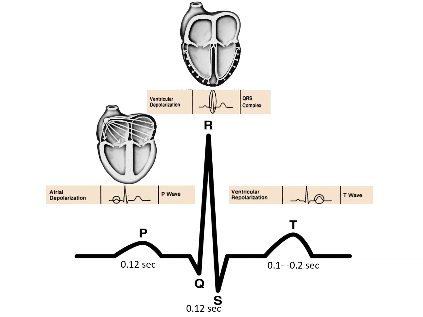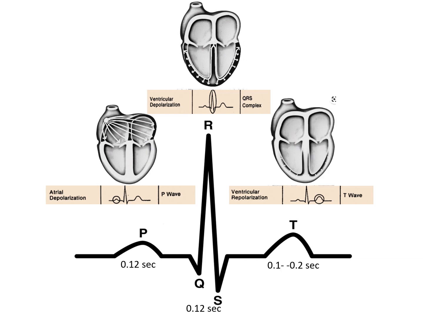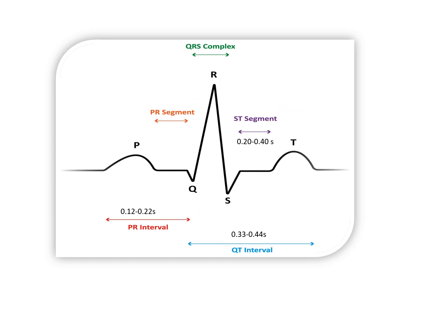T wave represents ventricular repolarization or ventricular relaxation, showing the recovery of ventricles as they prepare for the next contraction. The duration of the T wave is 0.1 to 0.2 seconds or 3 to 5 small boxes. We cannot see atrial repolarization because it is hidden where the QRS complex is. In between waveforms, we have intervals and segments.